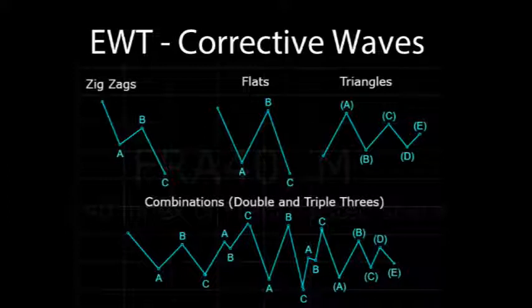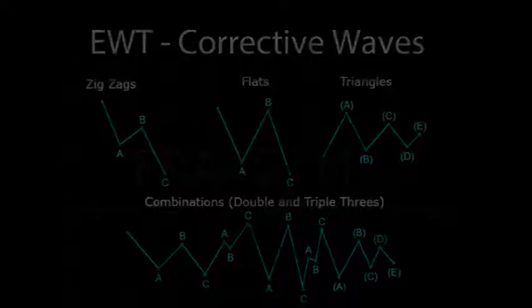Now in this video we'll be looking at corrective waves, of which there are three types: zigzags, flats and triangles. But the story doesn't end there, because each type has more than one variation, and simple corrections can combine to form more complex structures. For this reason we'll need more than one video to explain it all. We'll get the ball rolling here by running through the basic structure and rules of both zigzags and flats.